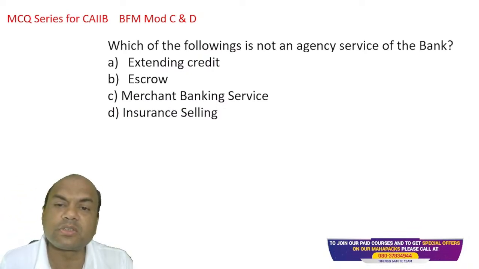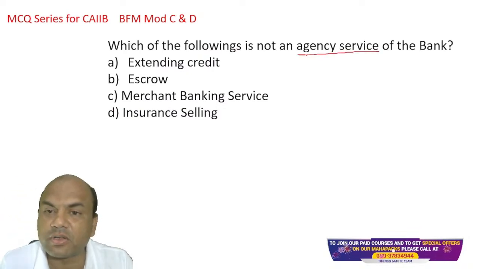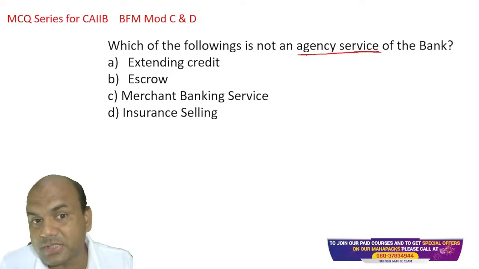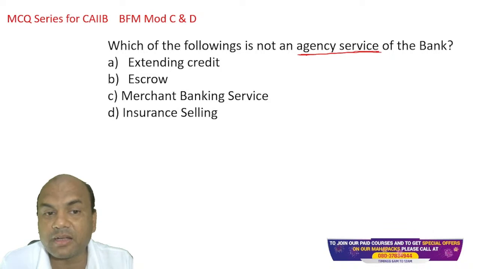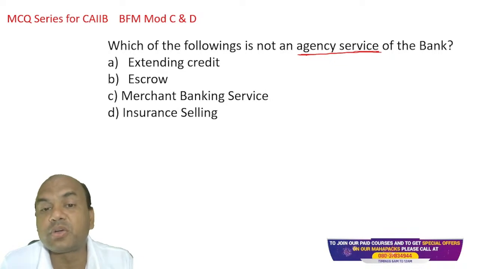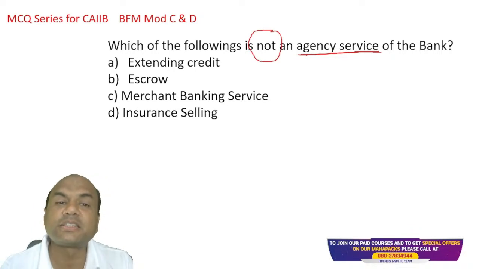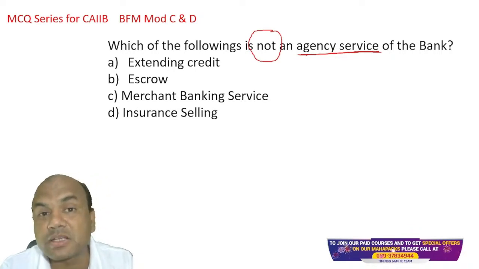Which of the following is not an agency service of the bank? Agency service. Okay, now this is a simple question. Extending credit, escrow, merchant banking service, and insurance selling. Which one should not be an agency service? Agency means what? In this product, the bank will get a commission without any risk.